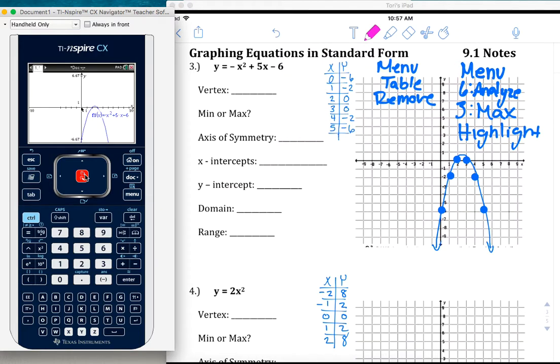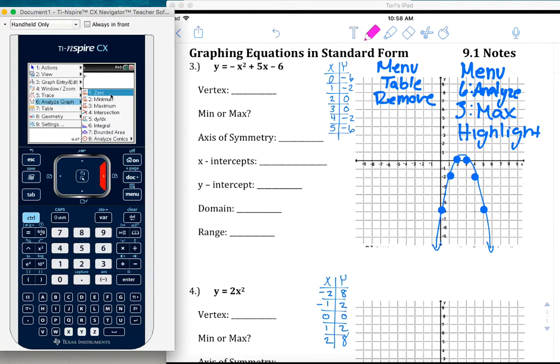So one of the first things that you should notice is you don't have a highest or a lowest point. These guys right here, they kind of tie for the job of highest, which means neither one of them is my vertex. So we're going to use the calculator and our menu analyze button to find our maximum. So we're going to go menu. We want to analyze the graph. But this time we're not finding a zero. We're not finding x-intercepts. We're trying to find a vertex.